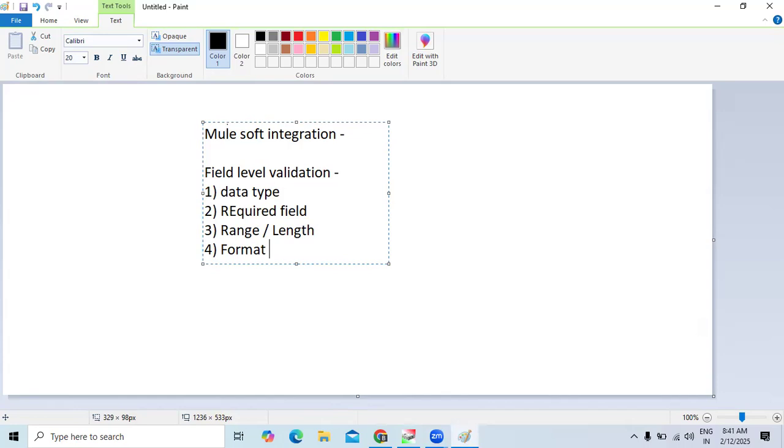Data type validation ensures the kind of data we are using, whether a string, integer, or date, is what the individual fields expect as values. Required field validation ensures essential fields are not left blank or null, preventing incomplete data from being passed along.